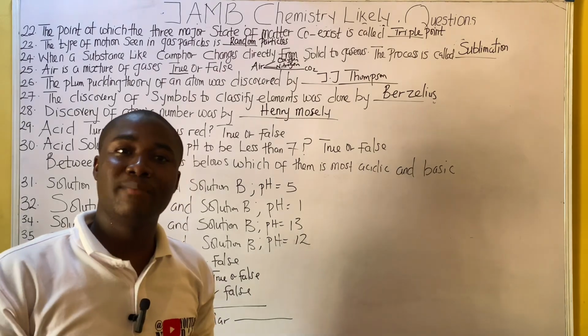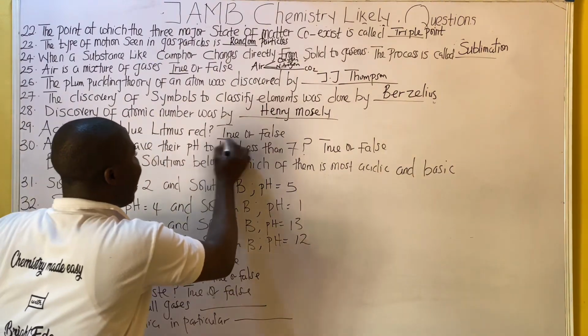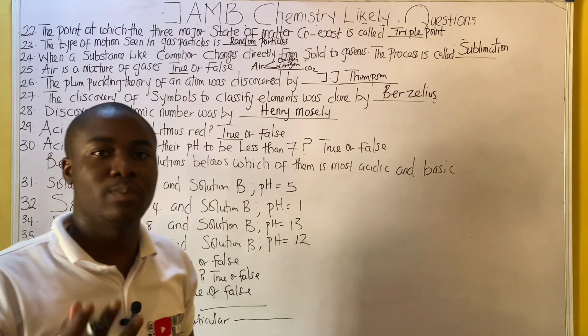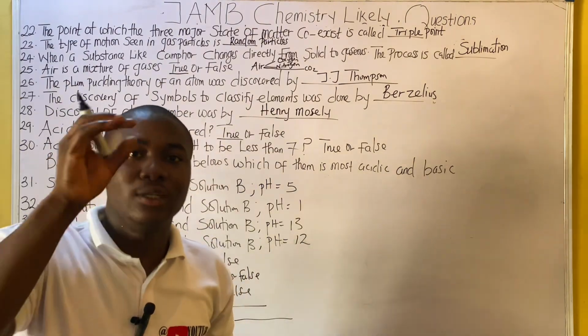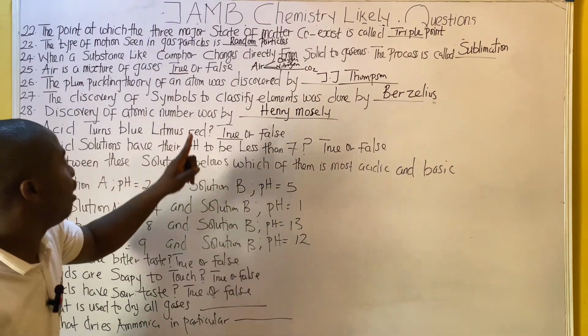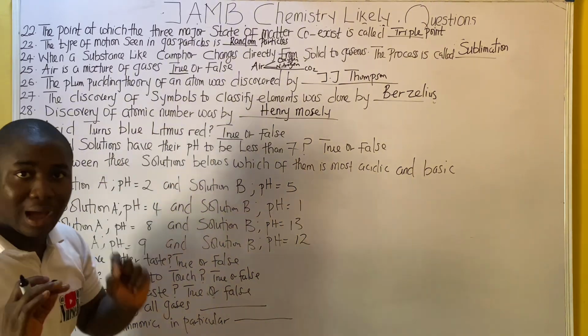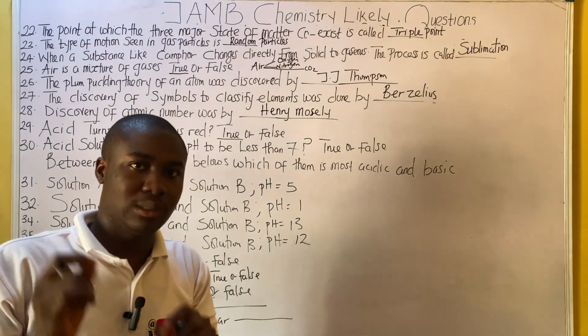Is that statement true? Yes, it is true. Acid always turns blue litmus paper red, but bases do the opposite. They turn red litmus paper blue. Are you there? So all this must be noted.